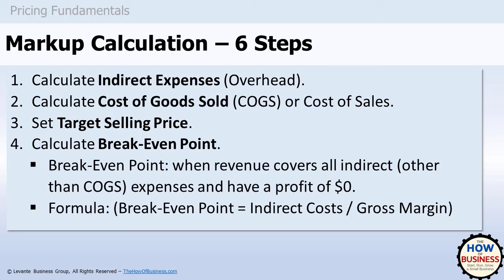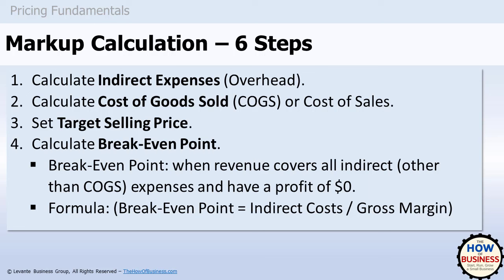What does it take to produce that widget, that product, or that service? What is the cost of goods sold, those raw materials or components and direct labor in some cases that go into making one unit of whatever it is that you sell? That's called cost of goods sold. So that's number 2, calculate cost of goods sold.